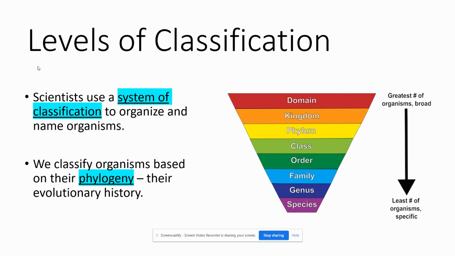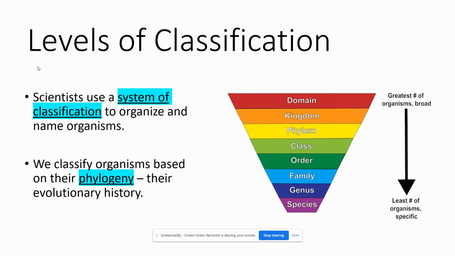The picture on the right shows the different levels of classification. It starts with domain, which would have the largest number of organisms within it. So we have domain, kingdom, phylum, class, order, family, genus, and species. Species would have the least number of organisms because if we're talking about a specific species of animal, that's just one type of that animal.